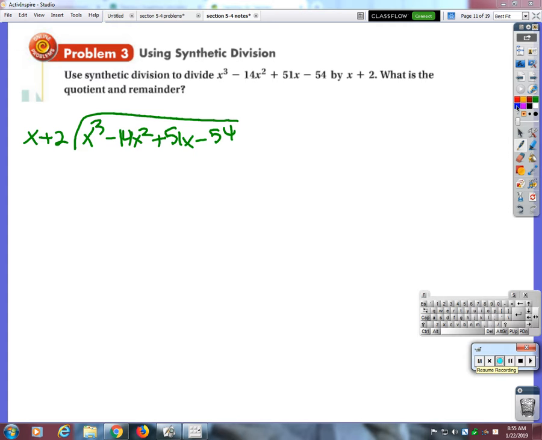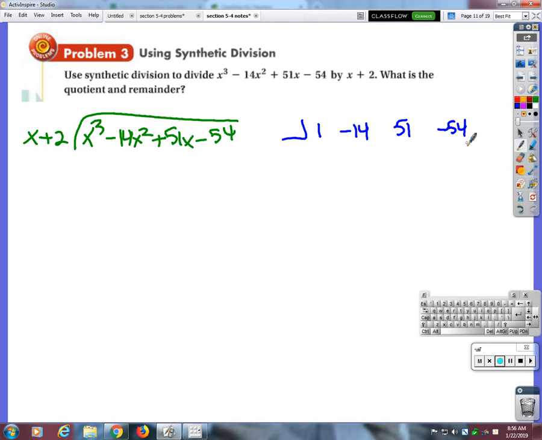All right, so here's how it goes. I'm going to put a little box right here, and we'll talk about that in just a second. Then instead of writing out the whole x cubed minus 14x squared plus 51x minus 54, I'm just going to write out the numbers, not the variables. It was 1x cubed, so I put a 1 right here. It's negative 14x squared, so I put a negative 14 there. It's 51x, so I put a 51 next, and then it's negative 54, so I put a negative 54 there.